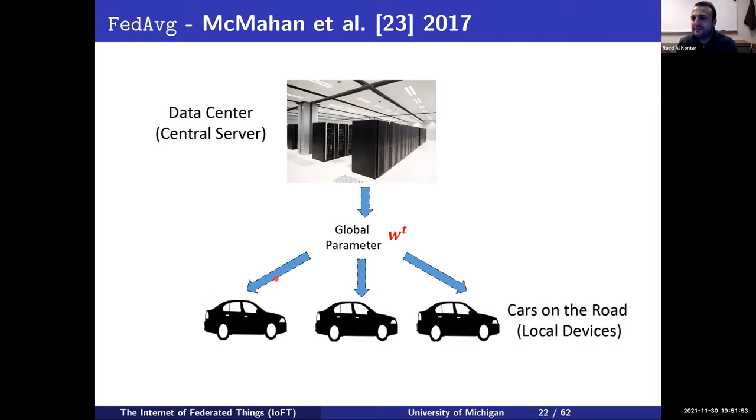And the idea is very simple. But despite its simplicity, it's interesting to see that federated averaging to this day is one of the benchmarks. It's very hard to beat, specifically in learning deep learning models. The idea is simple. We have a deep network parameterized by weights W.